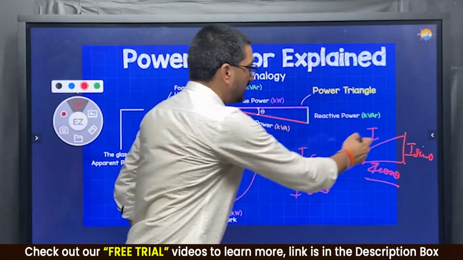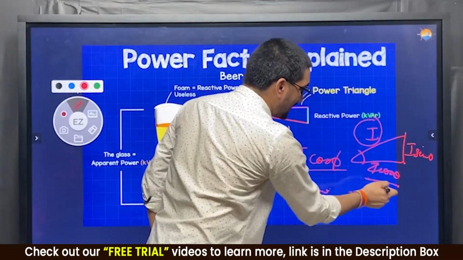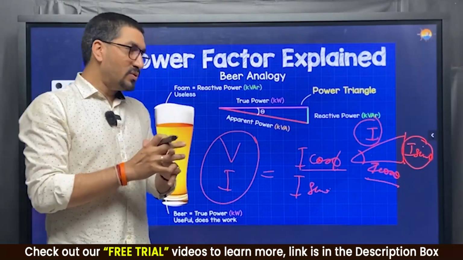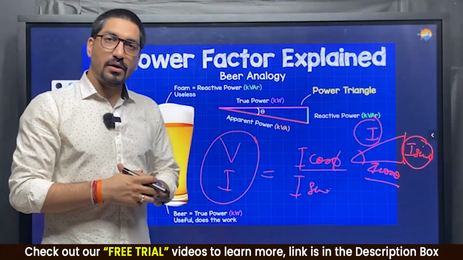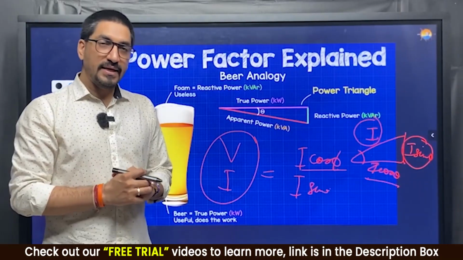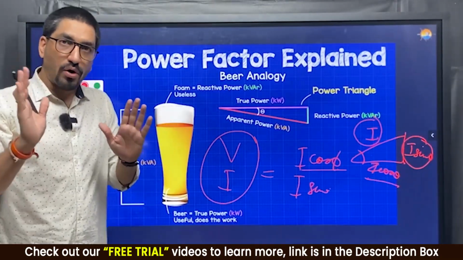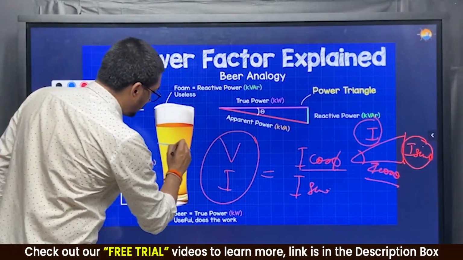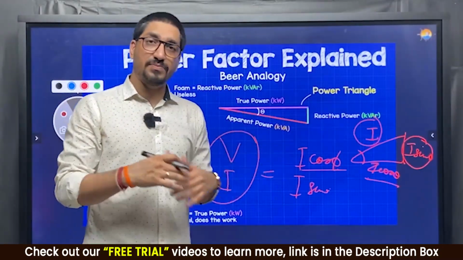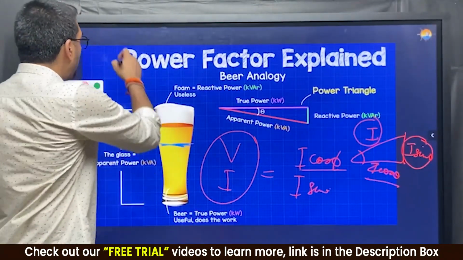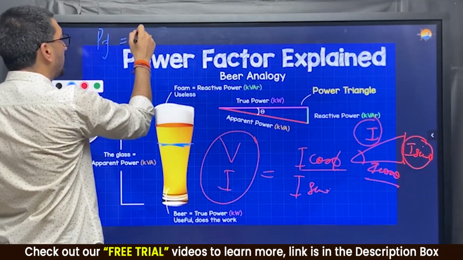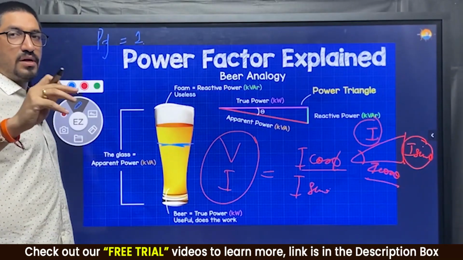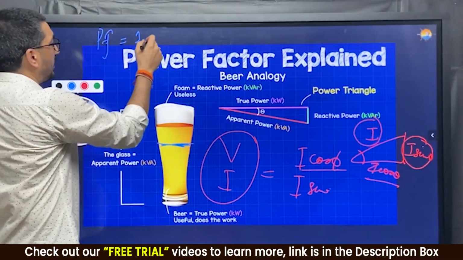But my alternator is providing this thing, not only this. So I will have to provide I sin theta component of current also. That means which will limit the overall power output from my alternator. That means if reactive power is more and my power factor is less, so best power factor will be how much? 1, which is not possible on ship, because a lot of loads, motors, inductors are there, and that's why it is not possible. But best is this.